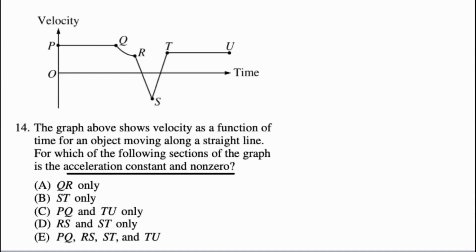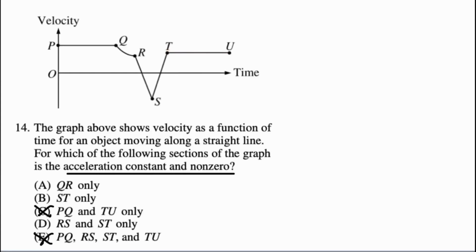So from point P to point Q, our velocity isn't changing. So our acceleration is zero. So anything that says from PQ, we're just going to eliminate immediately. So C and E are out. And the same goes for T to U. Since our velocity isn't changing, our acceleration is going to be zero. So we can also get rid of, actually C and E already encompass the TU part.